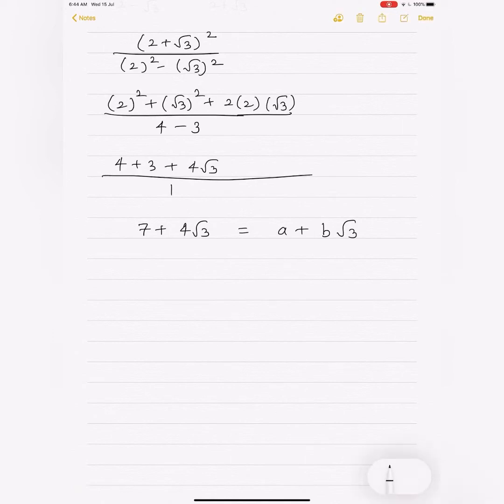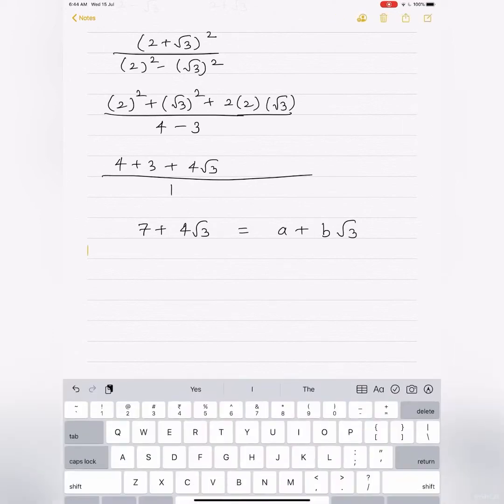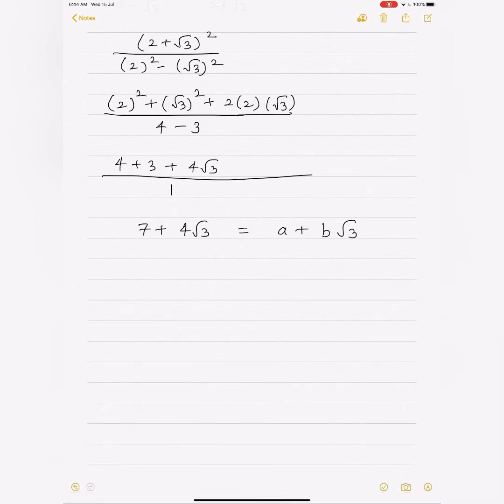So now guys, what we'll do now is compare them. So see what happens on comparing. On comparing them, we will get that a is equal to 7, and b is equal to 4. Okay, so done. Now next problem guys.